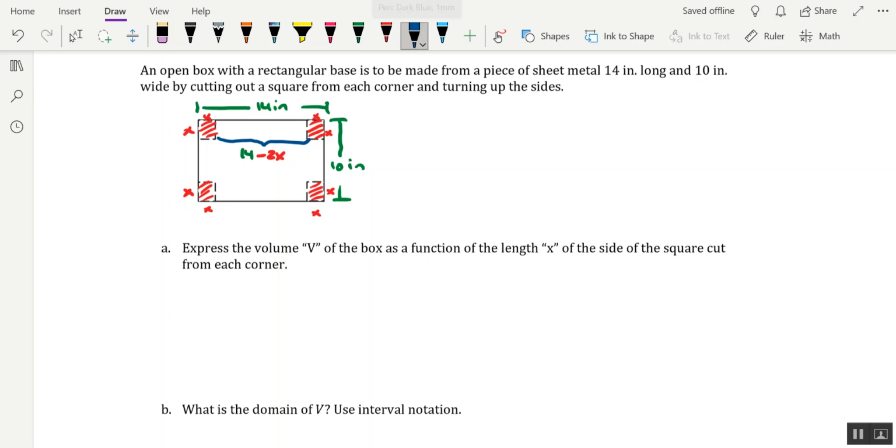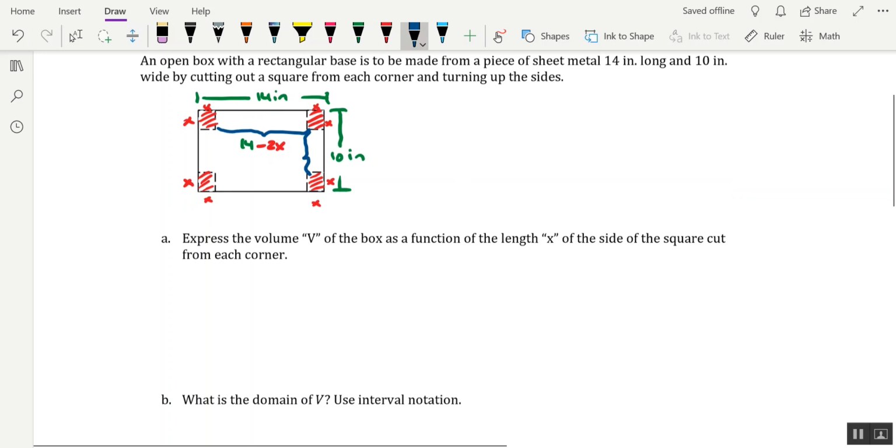Now, the width of the box is figured out in a similar way. So if we start with 10 inches and we remove x from one side and the other side, we remove a total of 2 x's, in which case the width of the actual box itself is going to be 10 less those 2 x's.